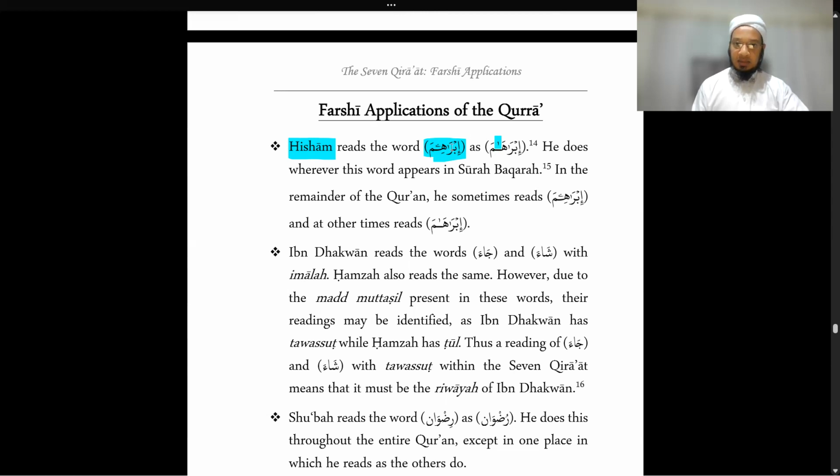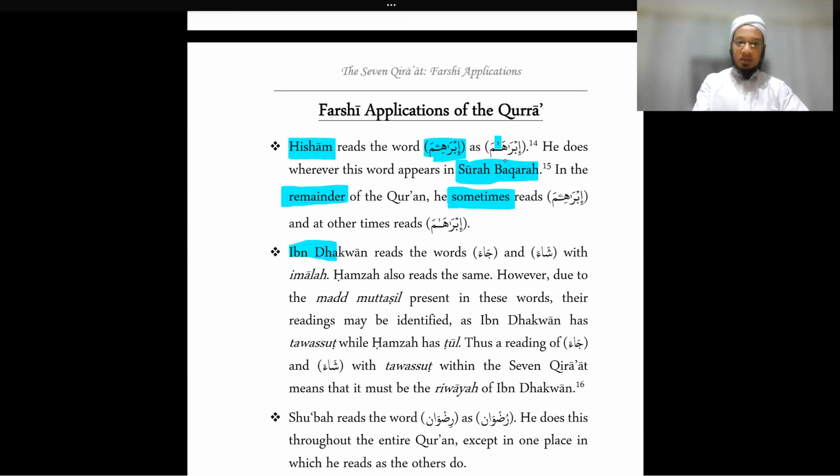And this is how it is written in Surah Al-Baqarah, in our Masahif, in the entire Surah Al-Baqarah. In the remainder of the Quran, the Ya will be written there. So Hisham will read Ibrahim in the entirety of Surah Al-Baqarah, everywhere the word Ibrahim comes. In the remainder, however, you will sometimes read Ibrahim or Ibrahim. But the point is that whenever you hear the recitation Ibrahim, then you know that it is the riwayah of Hisham.